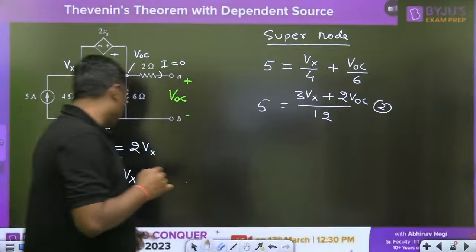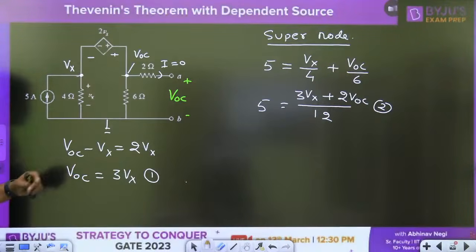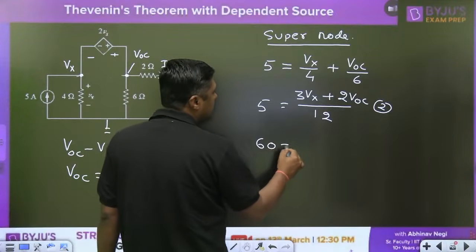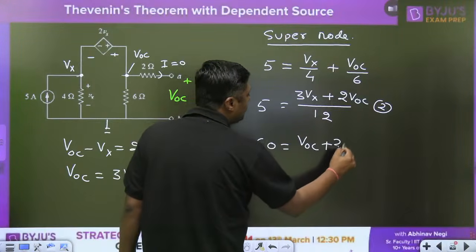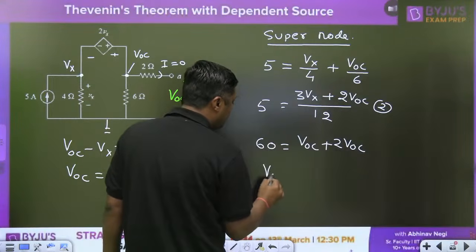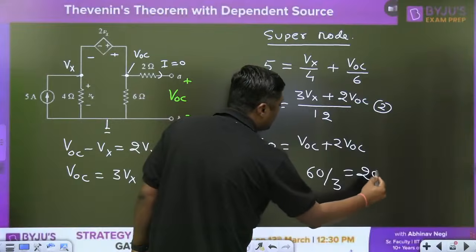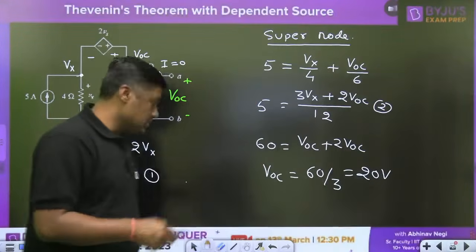Always remember, be careful. From equation number 1, 3Vx is equal to VOC, and we want to find the VOC. So please put VOC here, and this is the 12. This will become 60 equals VOC plus 2 VOC, and VOC will become 60 by 3, that is 20 volt. Very easy. Always remember this method.